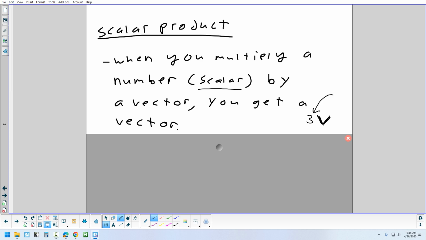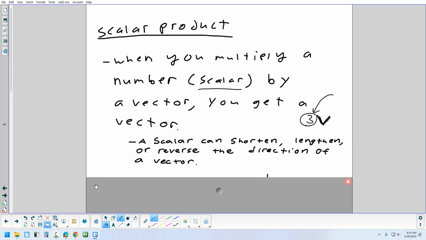And the result is a new vector. It can be longer, it can be shorter. There's also one more thing that could happen, if this was a certain kind of number. Anybody think of the other thing that could happen to it? You put a negative in front of it? And what do you think putting a negative would do? It would flip it around. So when you scale a vector, the three things that can happen: it can get longer, it can get shorter, or the direction can reverse. I guess if you scale it by 1, it would stay the same.